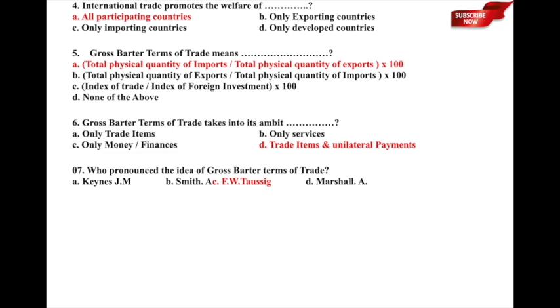I hope that is clear. Let us now move to the sixth question. The sixth question is, gross barter terms of trade takes into its ambit dash. What are the things which are dealt under when we look at gross barter terms of trade?